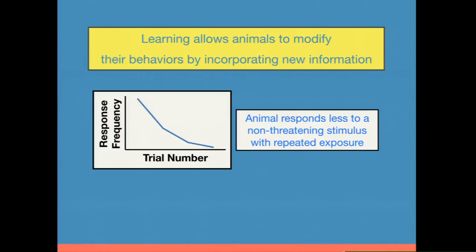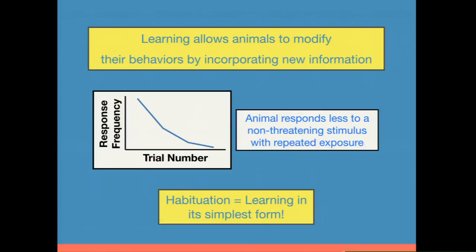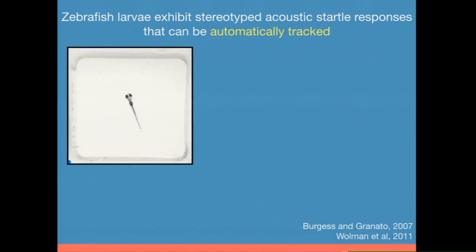And so on the left, this is a graph of habituation. We have increasing trial number, and the animal is responding less as they're exposed more to the same stimulus. And habituation is learning in its simplest form, so it's very easy to study in the lab. We can study habituation to a lot of different stimuli, but the one that we've selected in the Granato lab is the acoustic startle response.